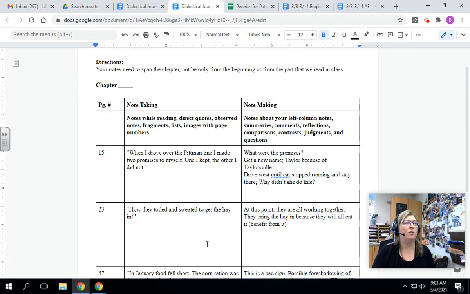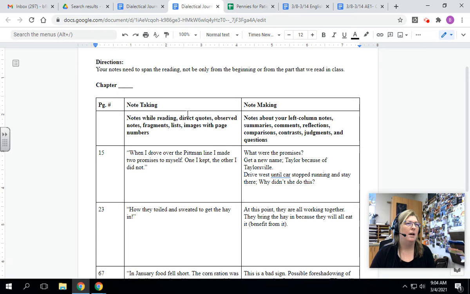And these are things that you'll come back and discuss with your book club. And they're things that you might use in writing an essay. So you're not leafing through the whole book again. You know exactly where this very pivotal thing happened in the book. So that's what I mean by it should span the chapter. Maybe I'll change this to span the reading, since we're not necessarily working in chapters in every book club. So your notes need to span the reading, not be only from the beginning or from the part that we read in class. We won't be reading in class. Here it says chapter. You can put that.